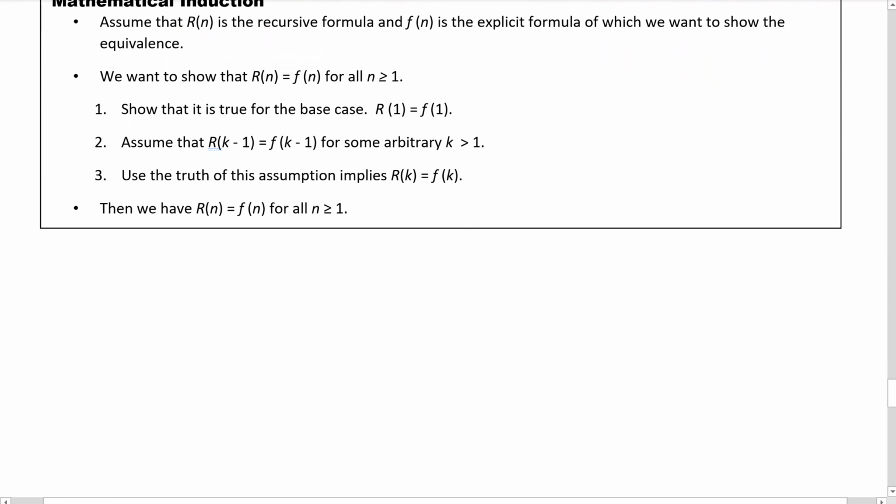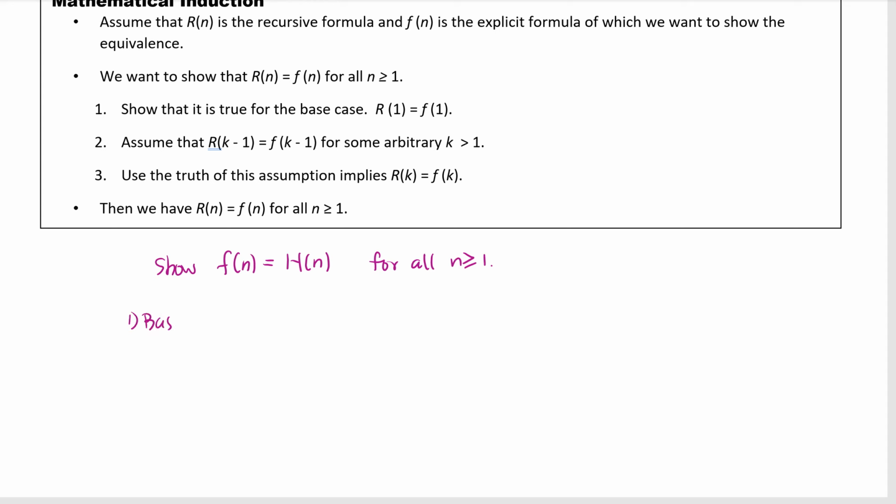Okay, so how do we show it in this case? We want to show Fn equals Hn for all n greater than or equal to 1. Right? So let's look at the base case. That is when n equals 1, F1. Well, Fn is 3n squared minus 3n plus 1. When we plug in 1, we get 1. Oh, that's H1. So, good. Check.